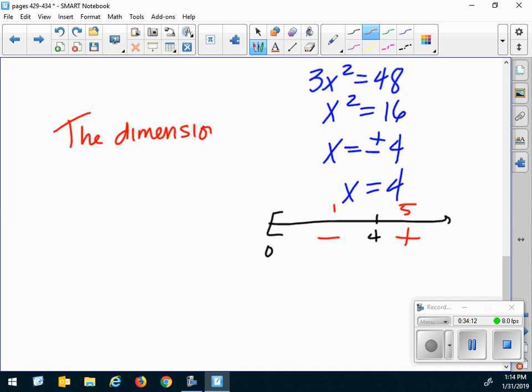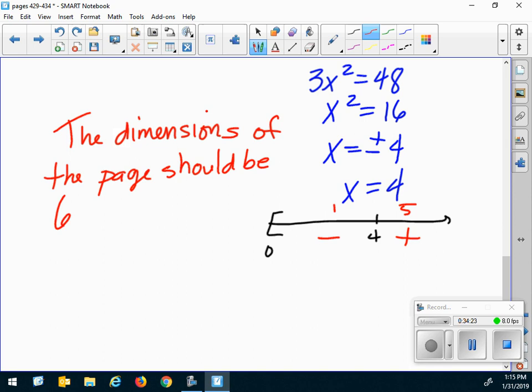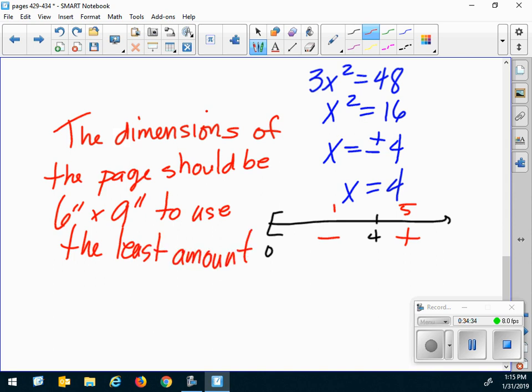what was the unit? I didn't look. Was it inches? The dimensions of the page should be 6 inches by 9 inches to use the least amount of paper.